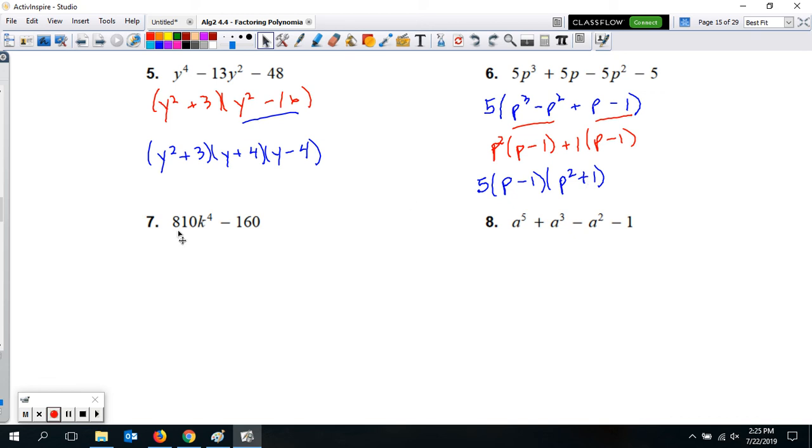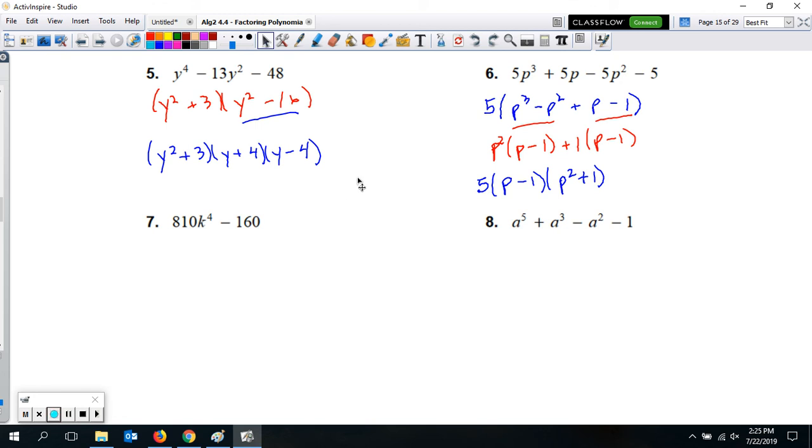Okay, so for number 7, here is one. It's just got 2 terms. So this one, you want to first factor out a number. There's definitely something that can come out of this with 810 and 160. Figure out the GCF to factor out, and then factor, I would say, probably a difference of squares at that point.